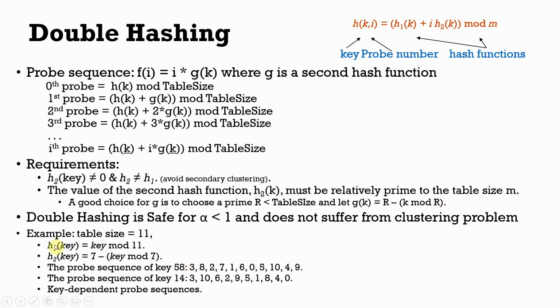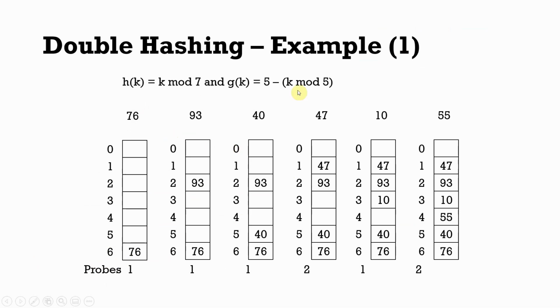So here our table size is 11, so our h1 is key mod 11, our h2 is 7, this is r, a prime number, minus key mod 7. So this basically makes sure clustering is less probable. Double hashing is safe for alpha less than 1 and does not suffer from the clustering problem. Okay, so I'll leave it up to you to go through this example.